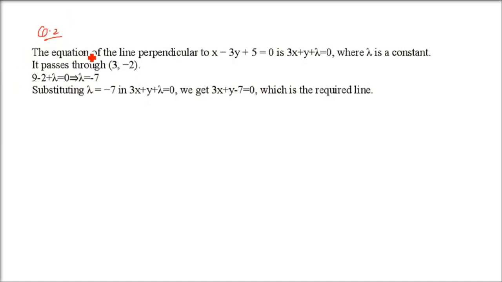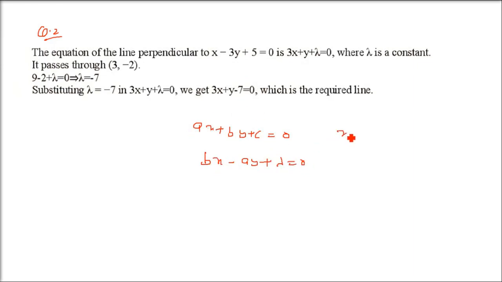Question number 2. Find the equation of a line passing through (3, minus 2) and perpendicular to the line x minus 3y plus 5 equals 0. So we have ax plus by plus c equals 0 as a line, and there is a line which is perpendicular to this. So what you'll do, you'll write bx minus ay plus lambda equals 0. Lambda may be any constant.